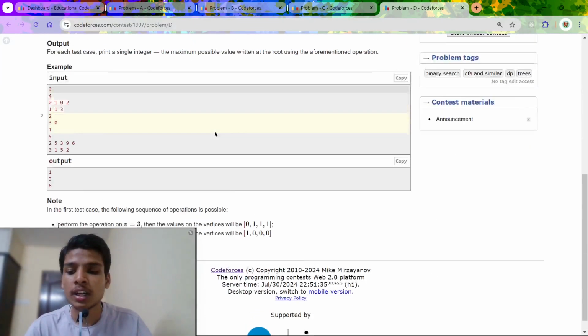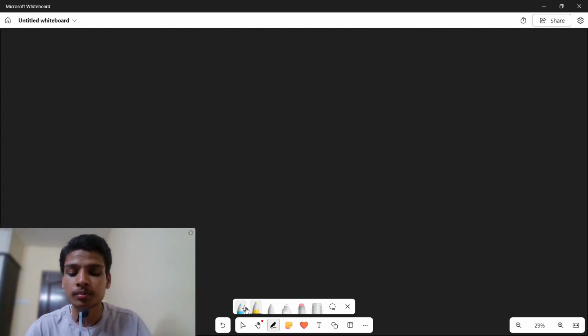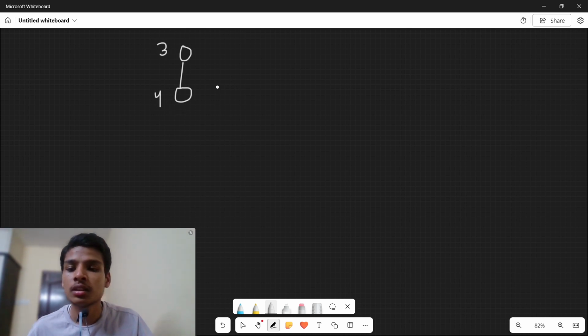Okay, so I will explain the question by breaking it into parts. First of all, we will study this tree. Let me increase it. For example, the value of this node is 3, and this is 4. Now, what is the maximum value for this tree?